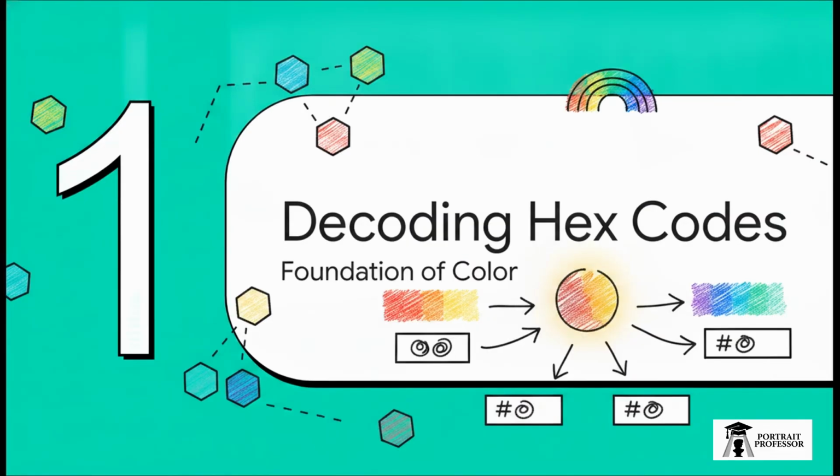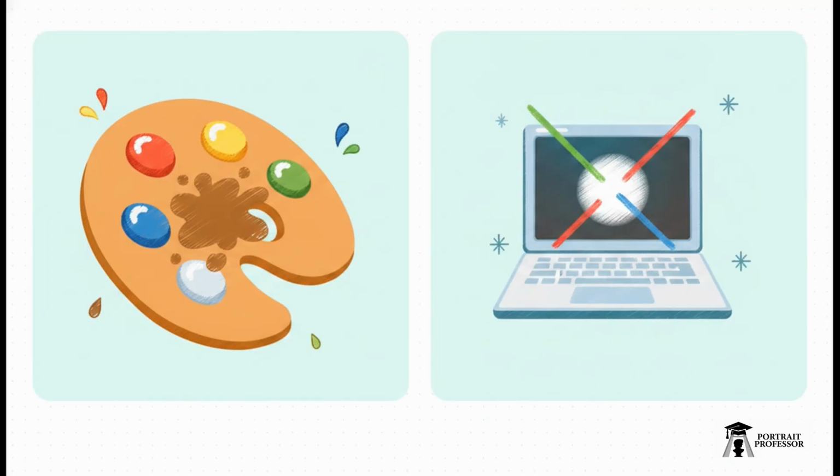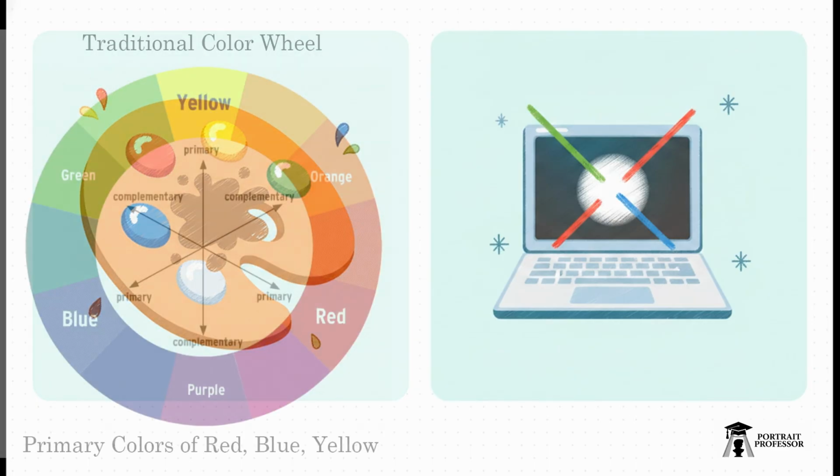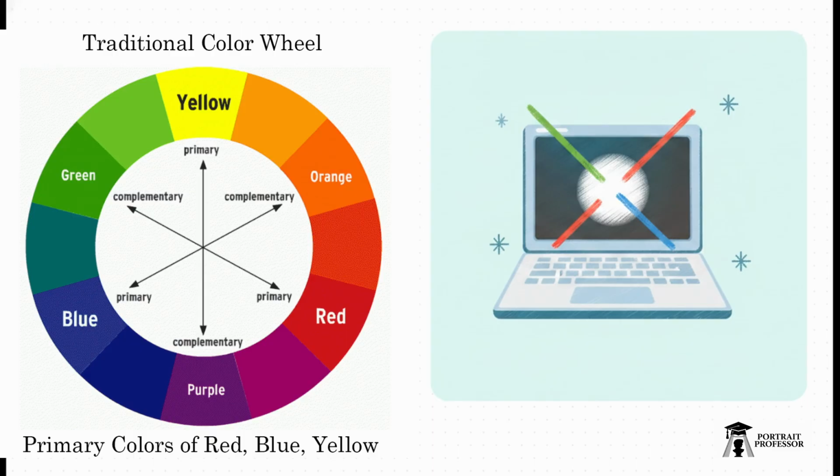Section 1, decoding hex codes. The absolute foundation of digital design is the hex code. But to decode them, we really have to understand why they exist in the first place. You know when you learned about color with paint? You were using subtractive mixing. Pigments absorb light, and if you mix them all together, you get that terrible, muddy brown we all made in art class.